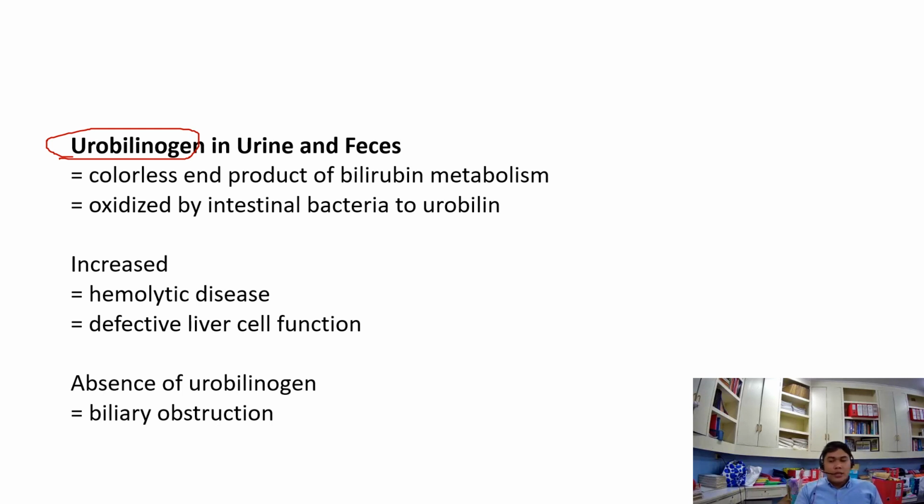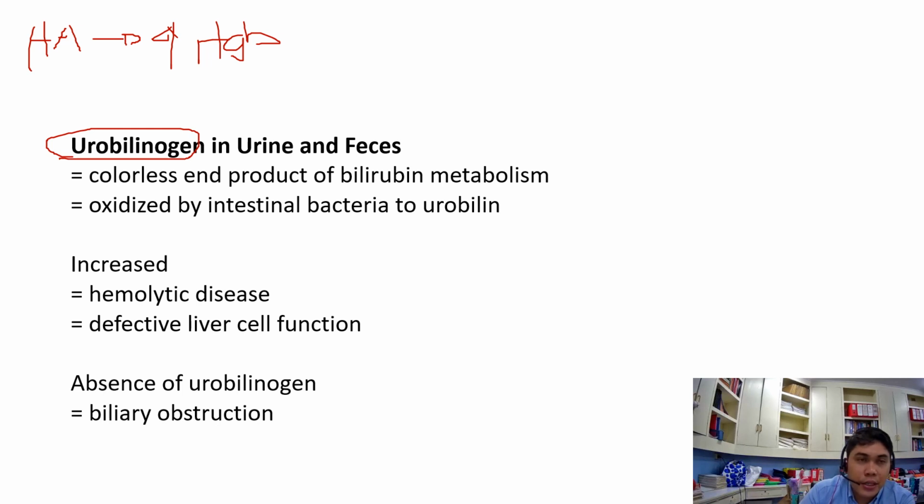Now, in hemolytic disease, first is hemolytic anemia, meaning increased destruction of red blood cells. Since there is increased destruction of red blood cells, next you have increased release of hemoglobin from the destroyed red blood cells or damaged RBC. So you have increased hemoglobin.